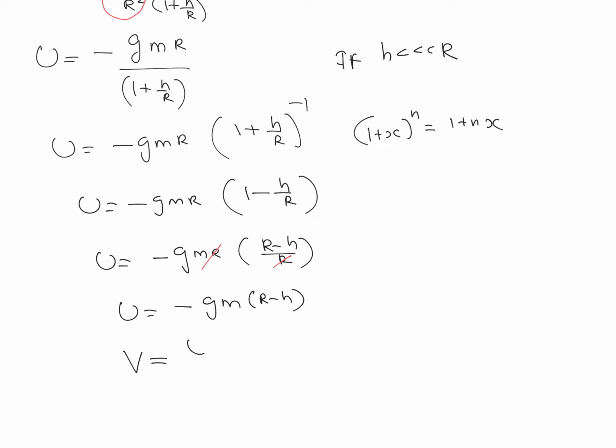In the question they are asking to find out the value of potential. Potential is defined as potential energy per unit mass. So the mass term will get cancelled, so we can write minus of g into r minus h.